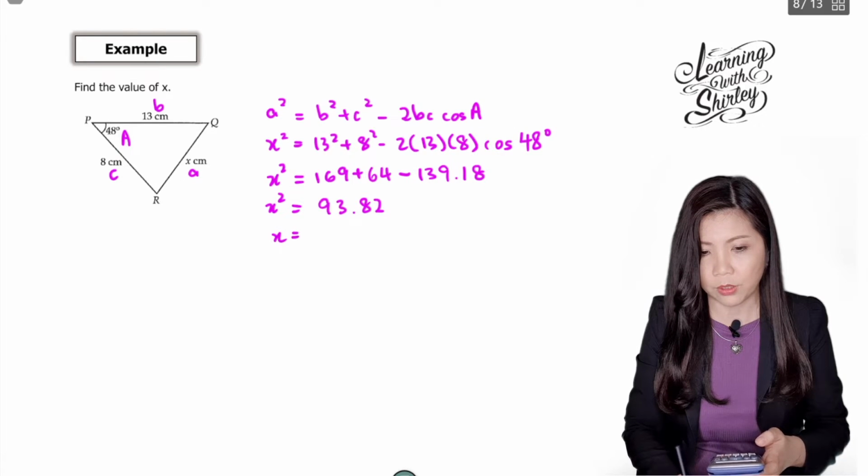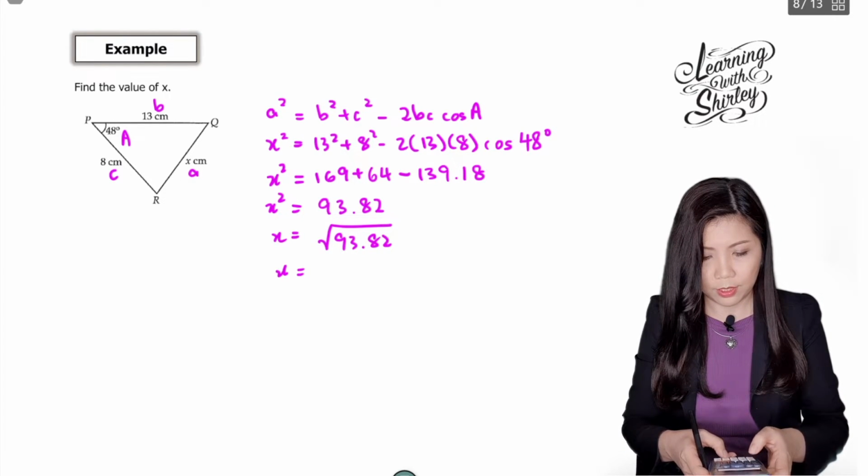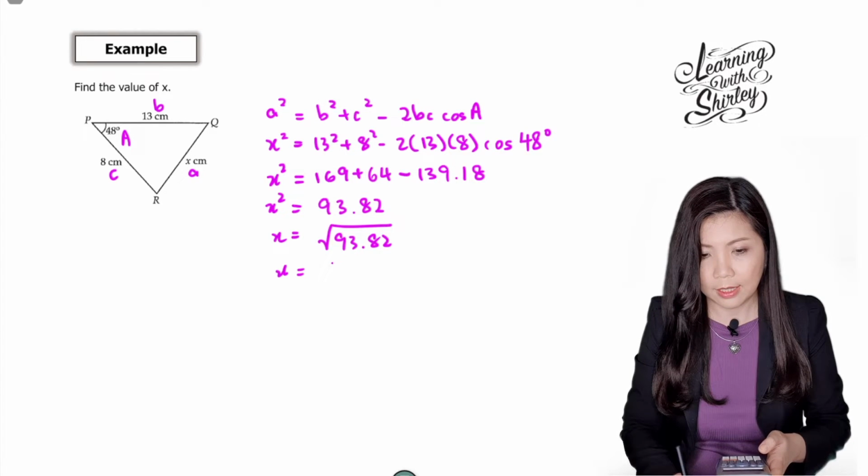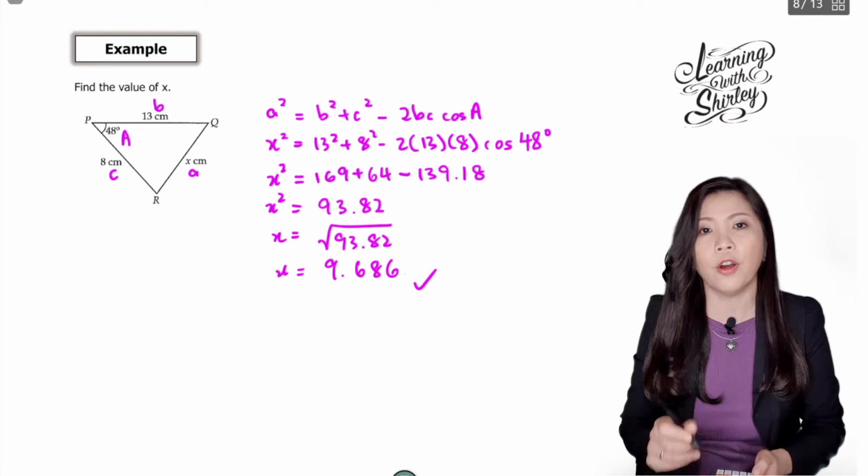So to find x, we're going to square root this. Square root of 93.82, so we get 9.686. Okay, so that's the value for x.